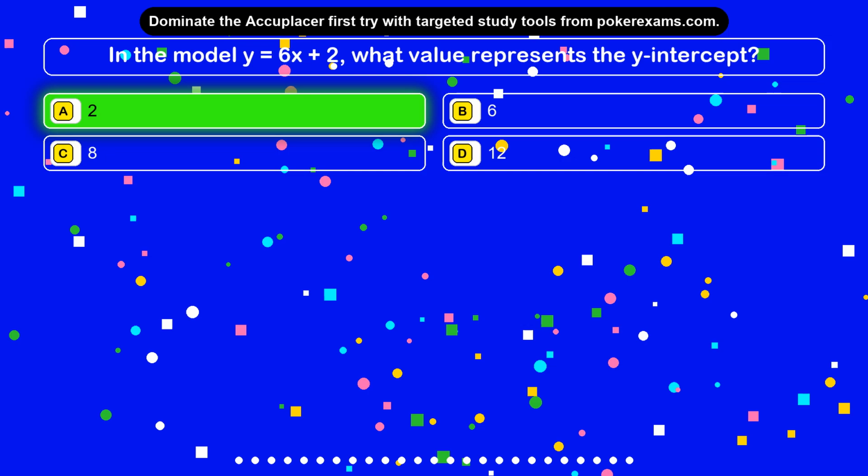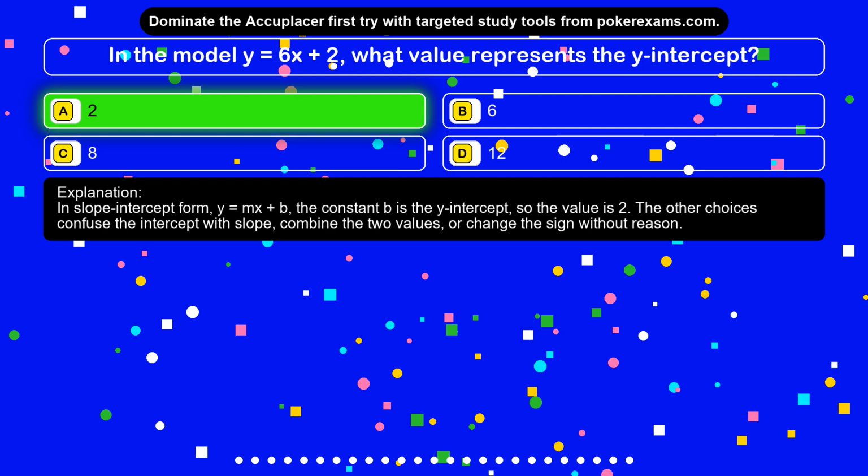The correct answer is option A, 2. In slope-intercept form, y equals mx plus b, the constant b is the y-intercept, so the value is 2. The other choices confuse the intercept with slope, combine the two values, or change the sign without reason.